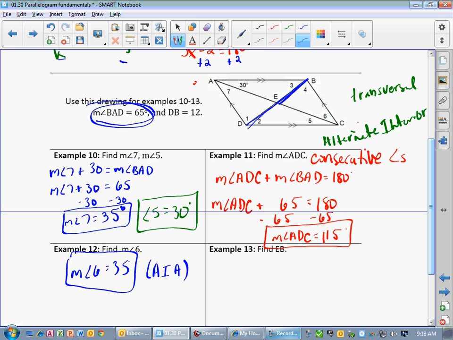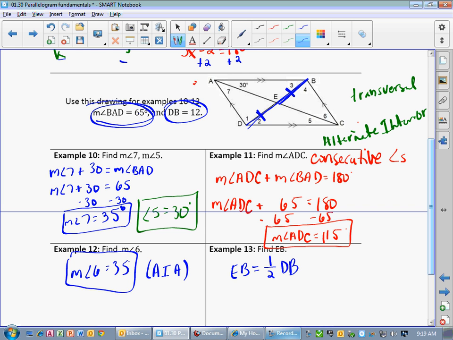Because of that word bisect, right? So this diagonal AC bisects BD. So this must be congruent to this, which means EB must be half of BD. So let's write that down. EB is a half of DB. Do we know how long DB is? How long is DB? How do you know that? Crystal ball? Oh, it's given.